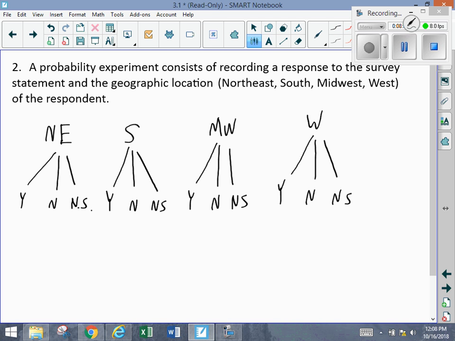And then we can count that out and figure out what our sample space looks like. How many items are in our sample space? 1, 2, 3, 4 times 3, or 12.